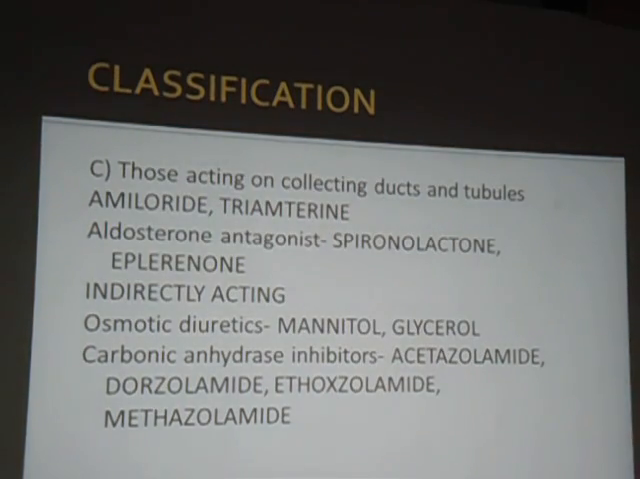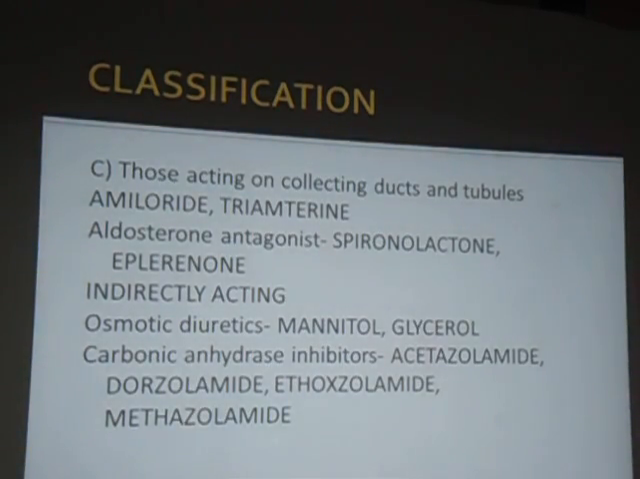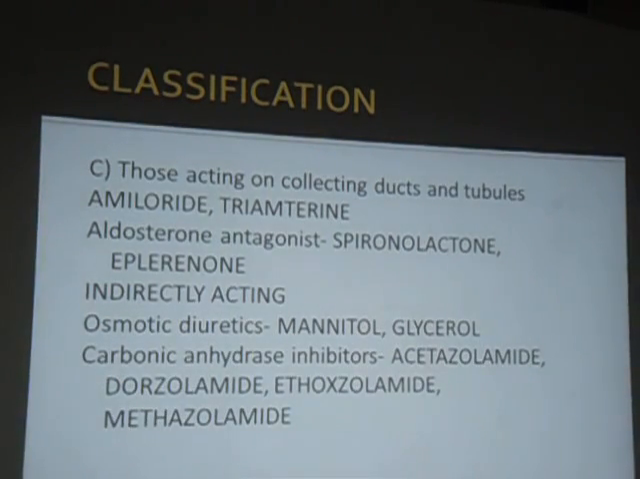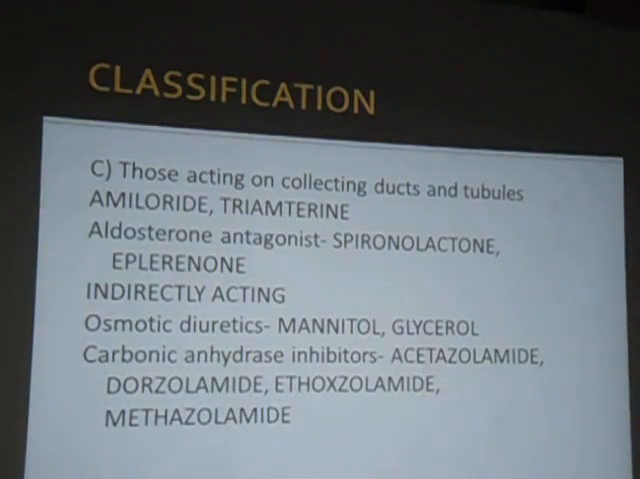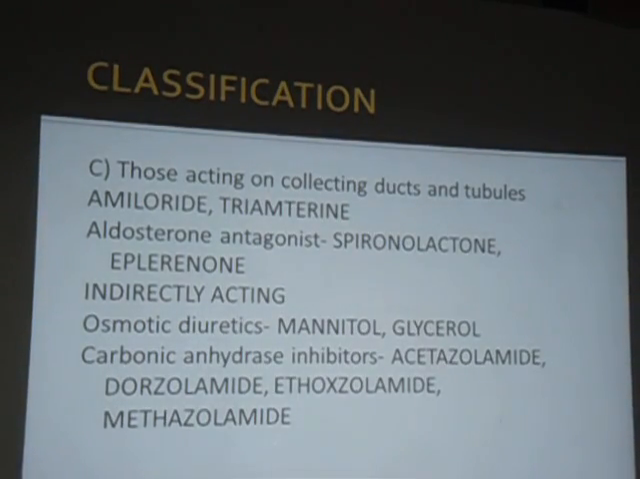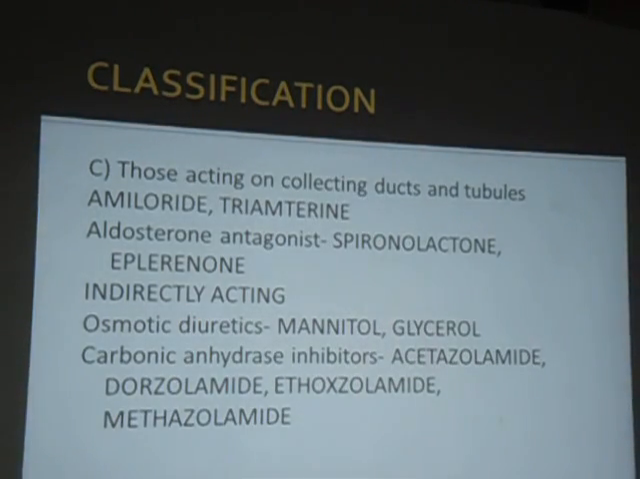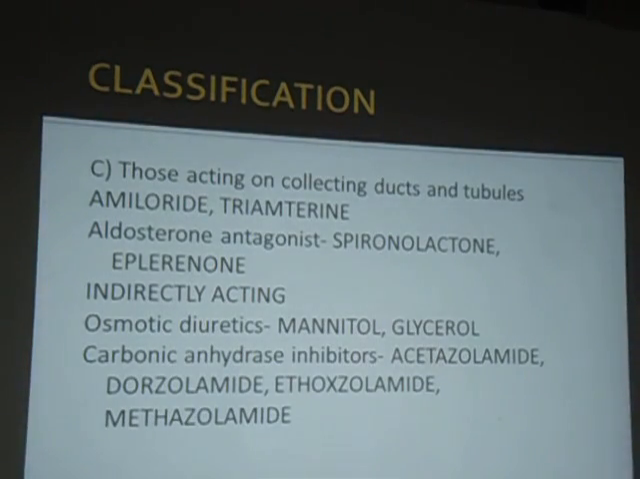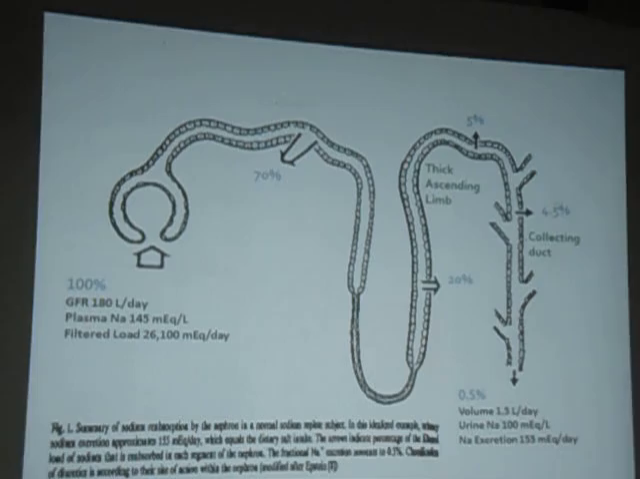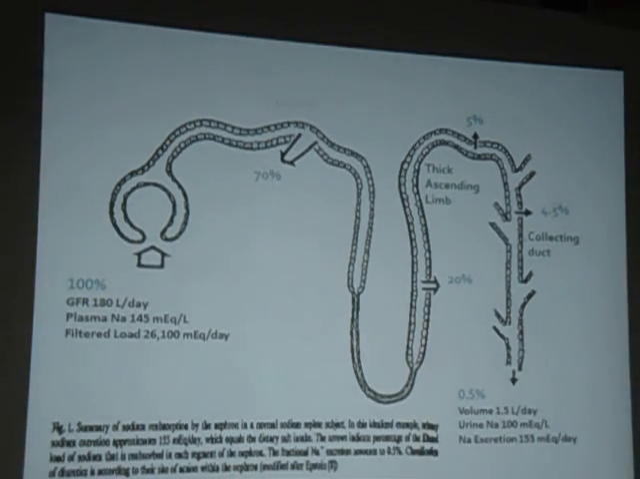The next group of drugs act as potassium-sparing diuretics. Those drugs are amiloride, triamterene, the aldosterone antagonist spironolactone, and the related drug eplerenone. Then indirectly acting drugs, that is the osmotic diuretics, mannitol and glycerol. Then carbonic anhydrase inhibitors: acetazolamide, dorzolamide, brinzolamide, all these are there. So coming to the basic concepts of the nephron.